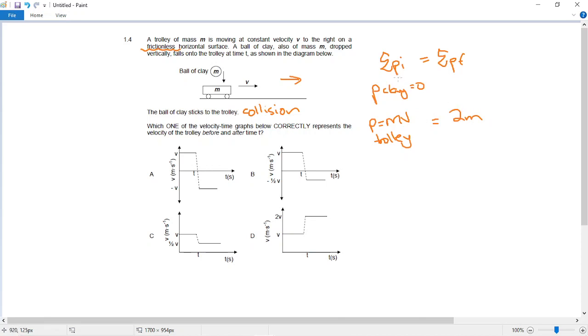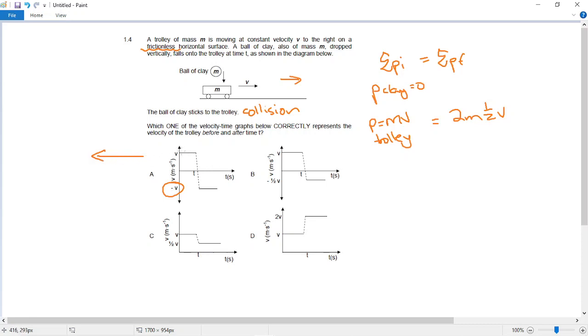So the sum of the momentum before is equal to the sum of the momentum afterwards. So this means that for mv to be equal to 2m, the v must have got smaller for the left-hand side to equal the right-hand side. With this question, remember that velocity is a vector. But when do we get a minus v? We get a minus v when you change your direction of motion.